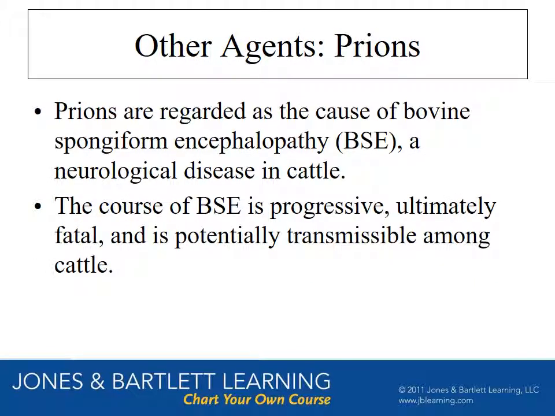Other agents that we are starting to understand, besides viruses, protozoan parasites, worms, or bacteria, are called prions. These are pieces of proteins, and the one that we identified maybe 15 years ago was bovine spongiform encephalopathy. It was called mad cow disease back then. What happens is cattle consume food that's been made from other cows and ingest this protein and become infected with a neurological disease that's progressive and ultimately fatal.